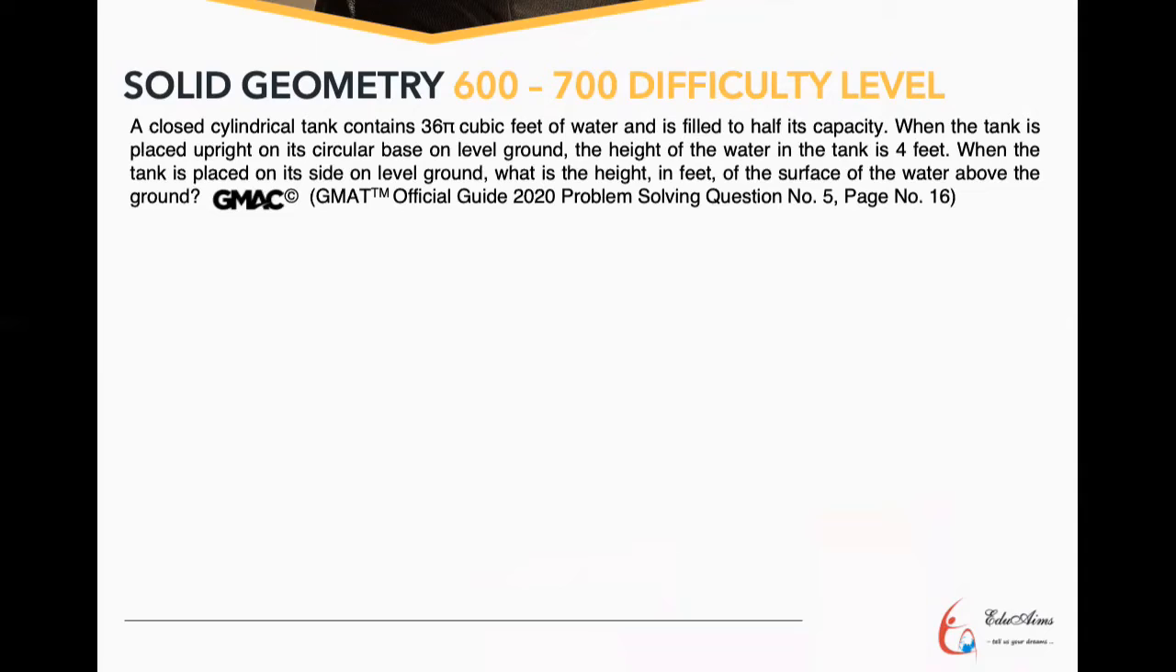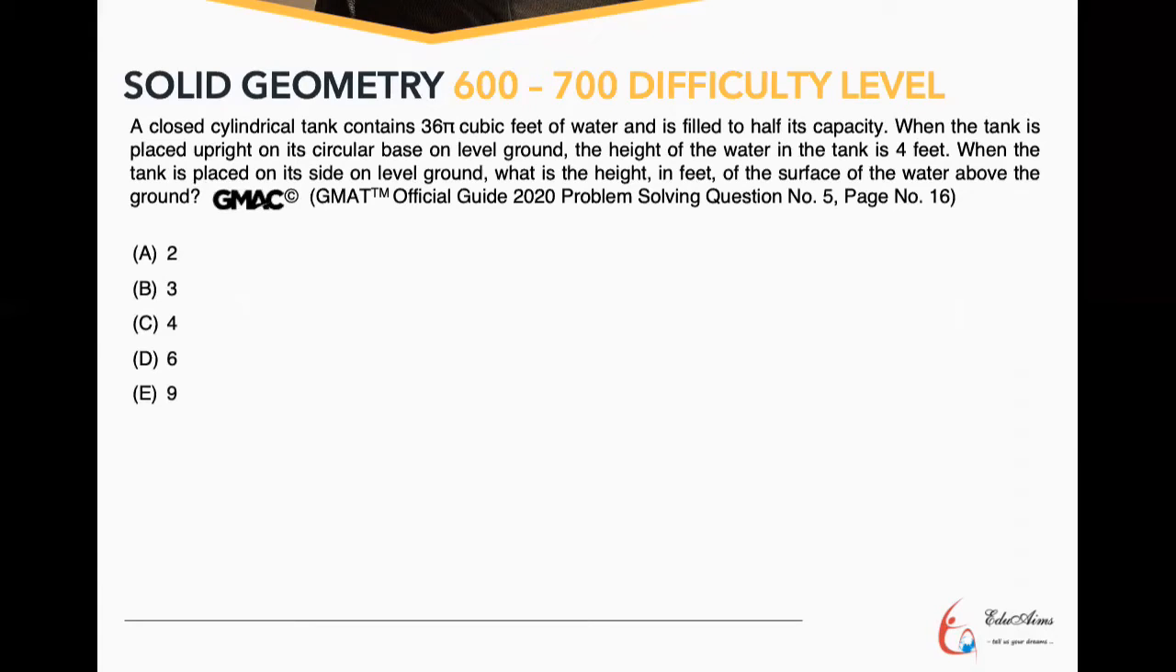Let's quickly go through what the question says. A closed cylindrical tank contains 36 pi cubic feet of water and is filled to half its capacity. When the tank is placed upright on its circular base on level ground, the height of the water in the tank is 4 feet. When the tank is placed on its side on level ground, what is the height in feet of the surface of the water above the ground? And we have 5 answer choices.